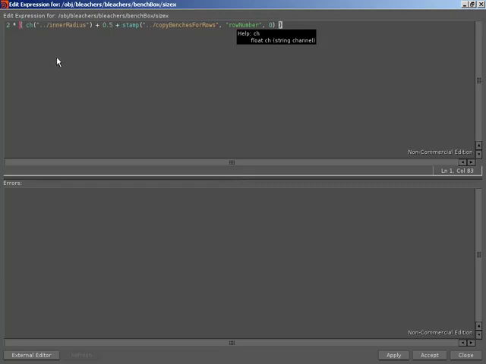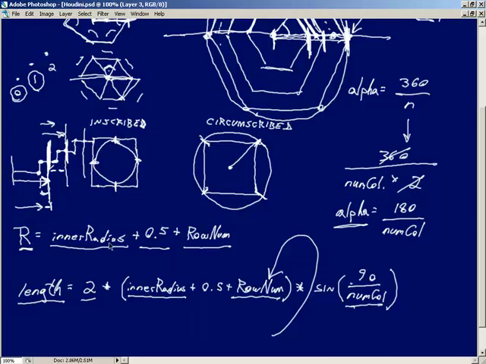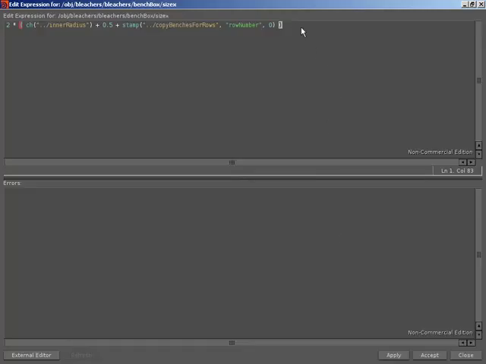Yeah, because we've got additions, we want to make sure all of this is multiplied. So that's basically your radius. Fantastic. So we've got our 2 times our radius, and now we just need times sine of 90 over our number of columns. Well, that's nice and easy.